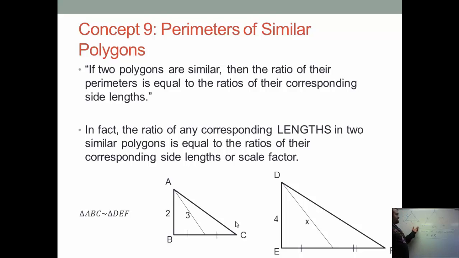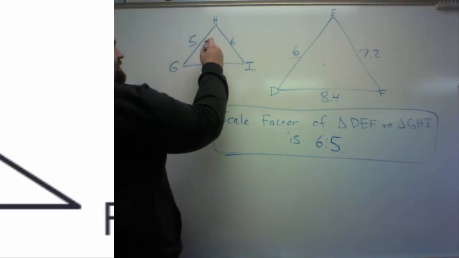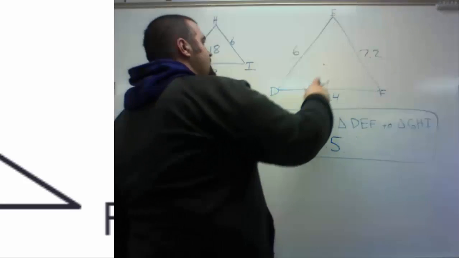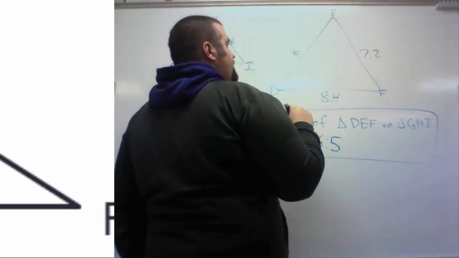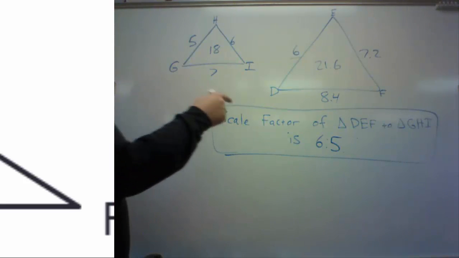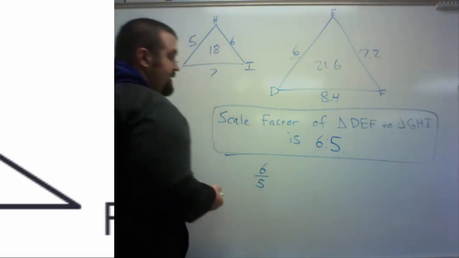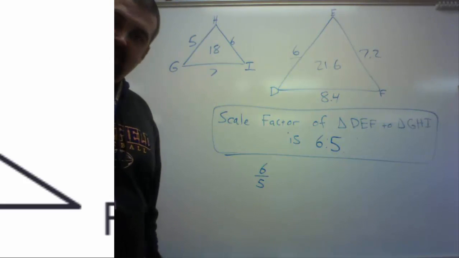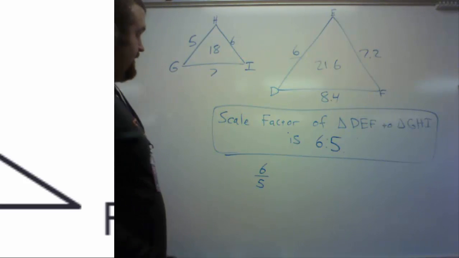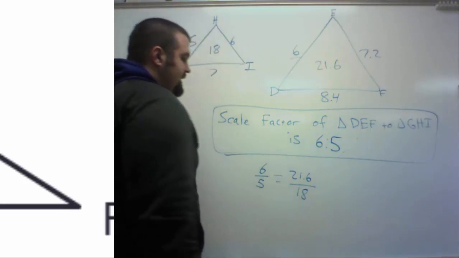So in this case up here, I said 6 to 5, right? Well, if I would have taken the perimeter of this left triangle, I would have gotten 18. If I would have taken the perimeter of the right triangle, I would have gotten 21.6. Now, I said the scale factor of this polygon was 6 to 5. Well, that's true. Now, the ratio of their perimeters should be the same exact ratio if this theorem is right. So, let's check it out. Does 21.6, is it the same ratio as 18?